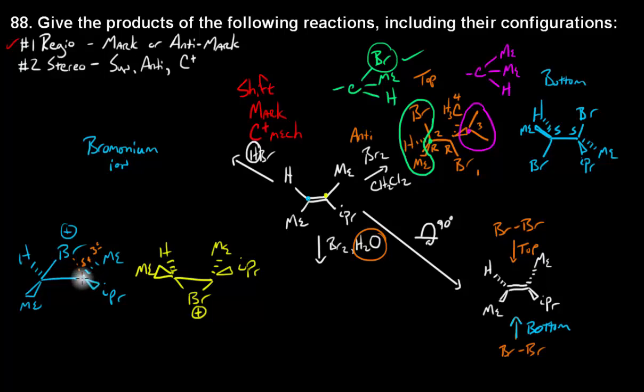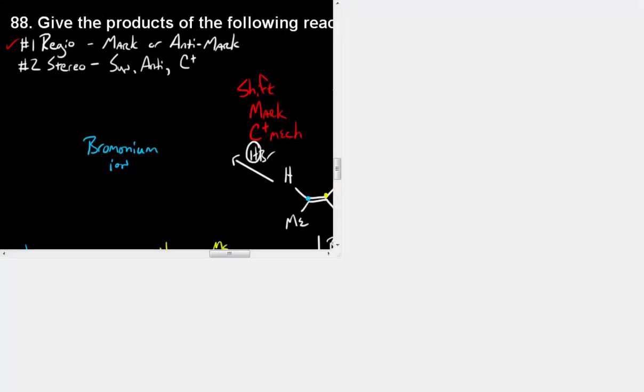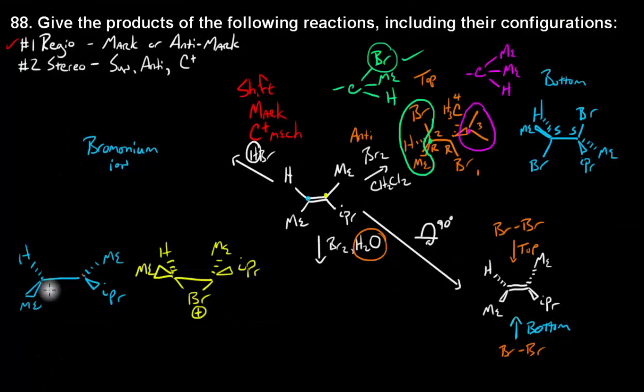So the idea here is that you have to imagine this moment in time where one of these bonds is going to be a little bit weaker than the other. So what you can imagine is this bromine bond getting a little bit longer over this way, and this bond getting a little bit less formal.